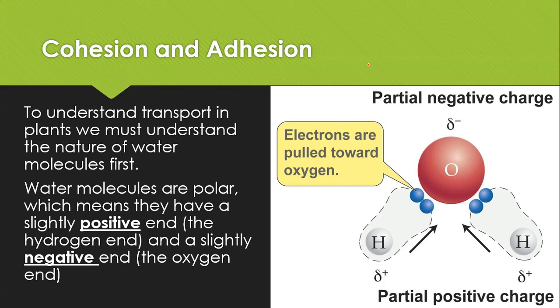So I'll just draw it one more time. We talked about this many times before. I have my slightly negative oxygen end of the water, and my slightly positive hydrogen end of the water. What happens is this sets up an attraction between water molecules, right? So water molecules will orient themselves so that the hydrogen and oxygen ends are attracted to one another. And this is known as cohesion.